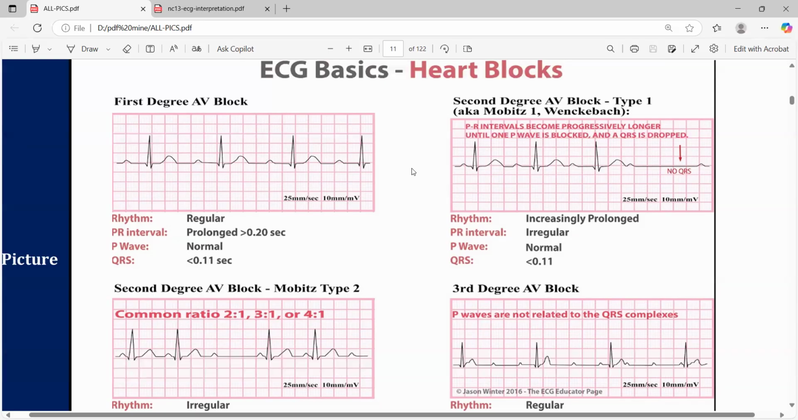If you are able to do the other ECGs, then it's good. If not, at least do blocks, MI, hyperkalemia, like electrolytes, hypocalcemia as well, hyperkalemia, hypercalcemia, and then atrial fibrillation. Okay. Sorry, ventricular tachycardia as well.